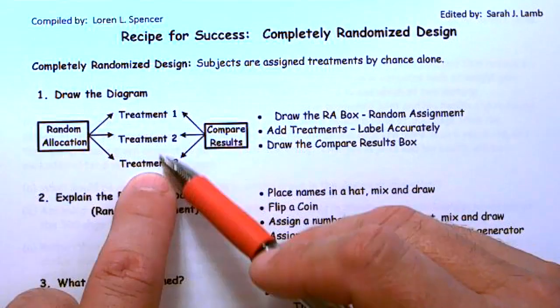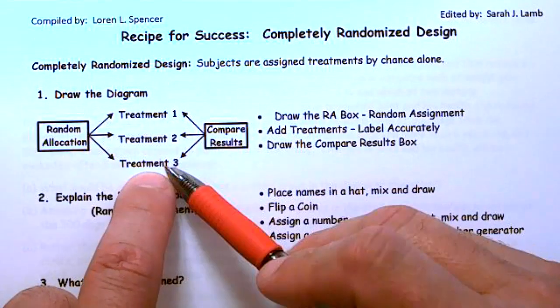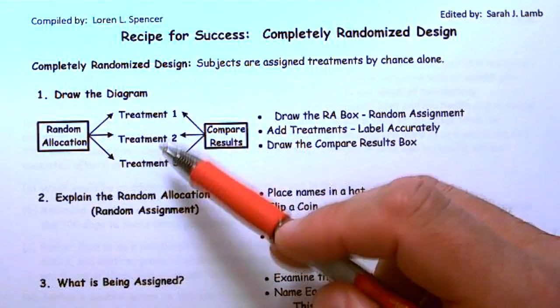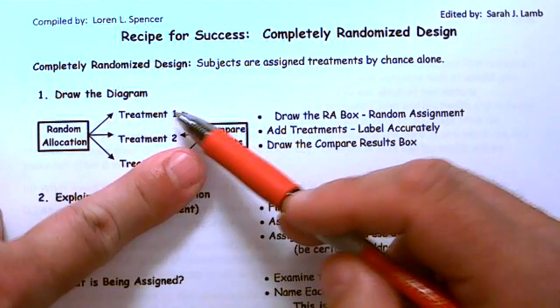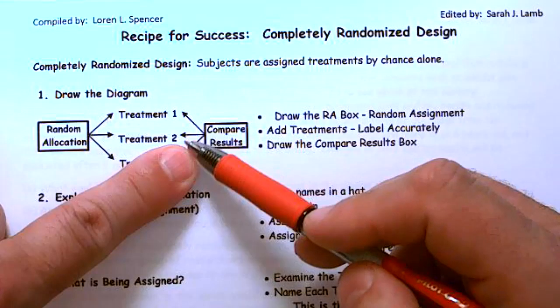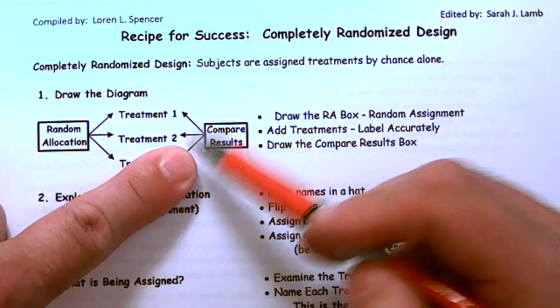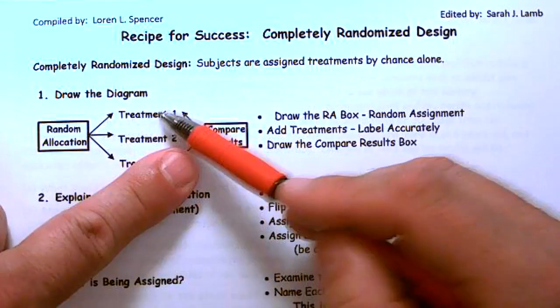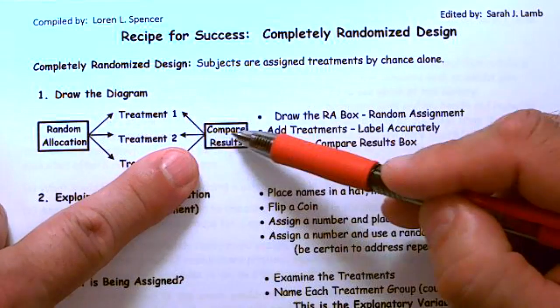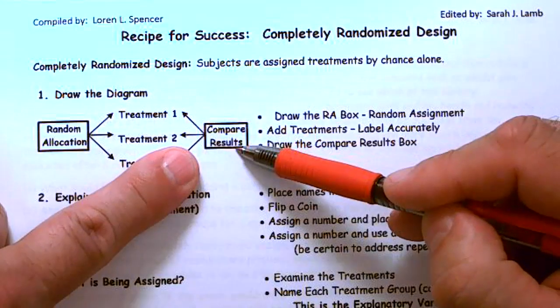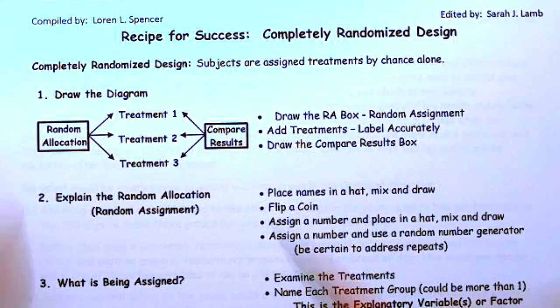You talk about your treatments. You're going to have at least 2. In this case, I have 3. You can have an infinite number, but you have to have at least 2 because it's an experiment. So you have 2, and then you randomly assign to either treatment 1 or treatment 2. And at the end of time, we're going to compare results. So that kind of tells you the steps.